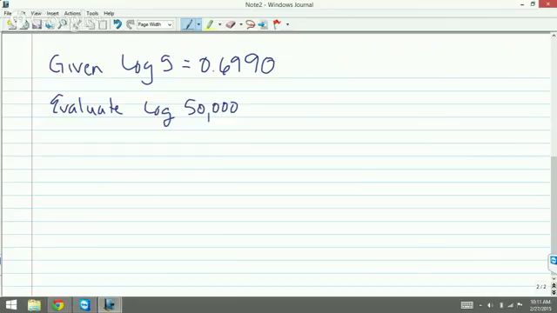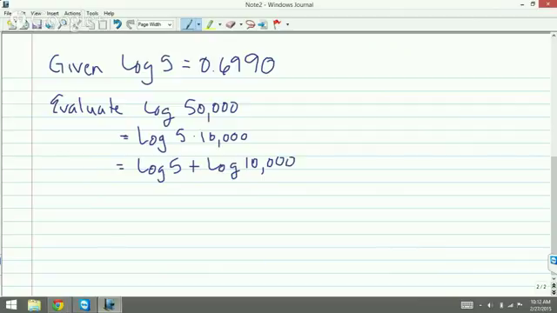Any ideas? No calculator. You know what log 5 is? So can we just multiply them? 5 times 10,000 is 50,000, right? What property of logs can I use to split those apart? Right, that's the property of multiplication. I told you yesterday, if you have 2 logs with the same base that are added, you can multiply the numbers together, or vice versa. Split them apart.